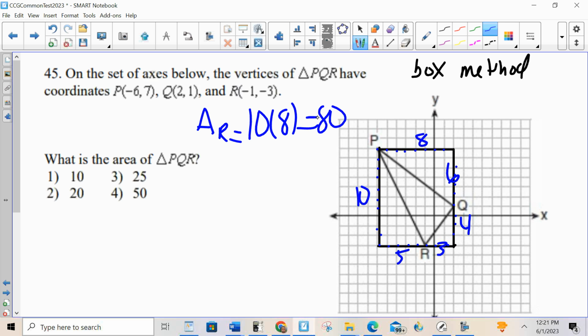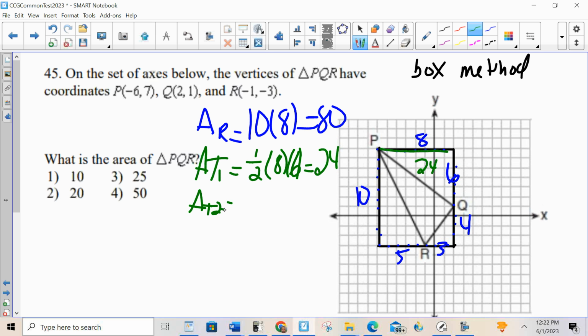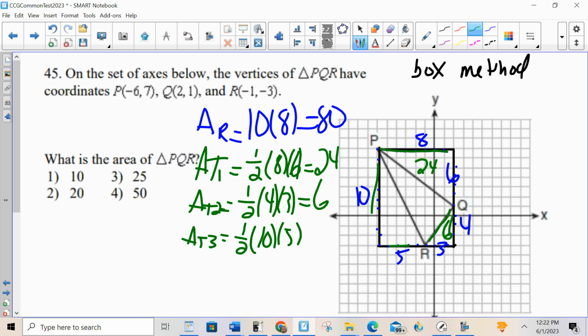Now I'm going to find the area of each of the triangles. So I'm going to write area triangle 1. Let's call this one triangle 1. Triangle is 1/2 base times height. 1/2, 8 times 6 is 24. I'd like to put that into the picture. Area of triangle 2, let's call this one triangle 2, is 1/2 4 times 3, which is 6. And area triangle 3 is 1/2 10 times 5, which is 25.